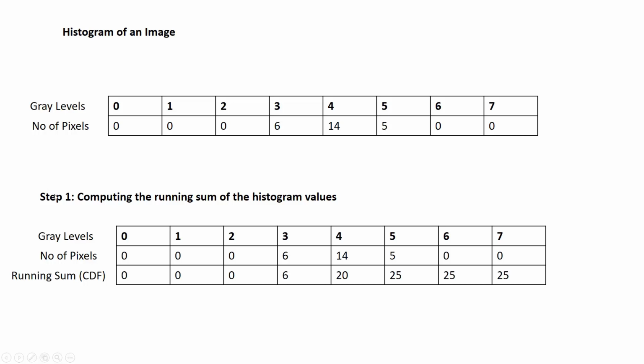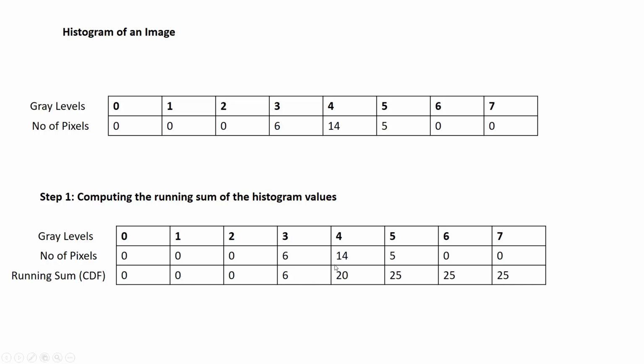So first, in step 1, we compute the running sum of the histogram values. This third row represents the running sum of the histogram values. Since there are no zeros, this one is 0. Running sum is 0. No 1, so again running sum is 0. No 2 is not present there, so again running sum is 0. 3 is present 6 times, so running sum is 0 plus 0 plus 0 plus 6, which is 6.